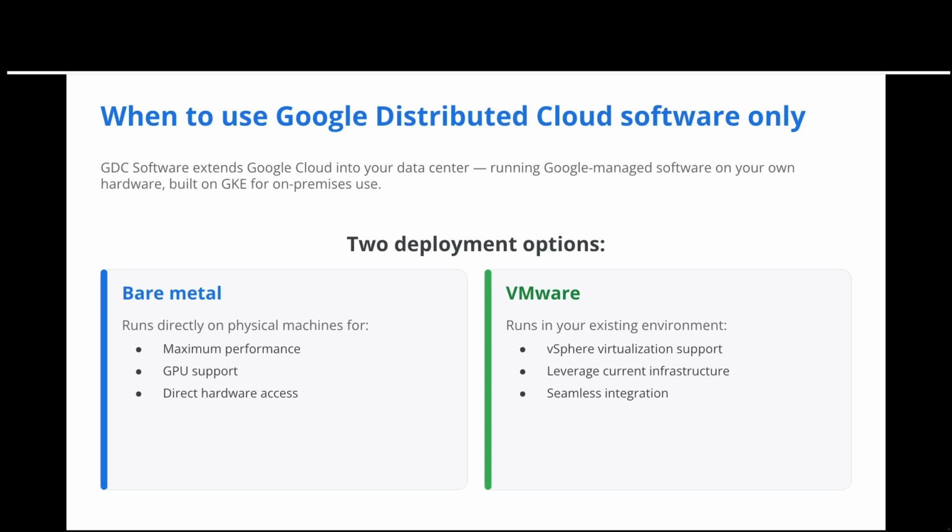So bare metal, this option runs directly on the physical machine, which is ideal for achieving maximum performance and gaining direct hardware access. VMware allows the software to run in your existing vSphere virtualization environment, which enables seamless integration so that you can leverage your current infrastructure.